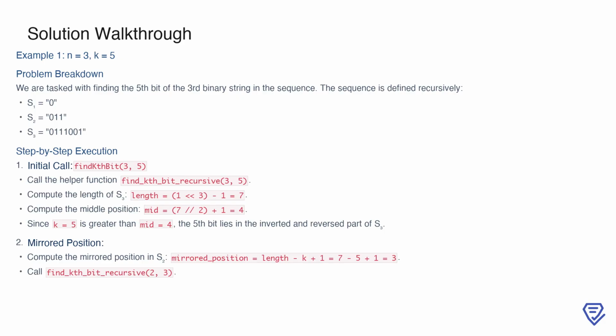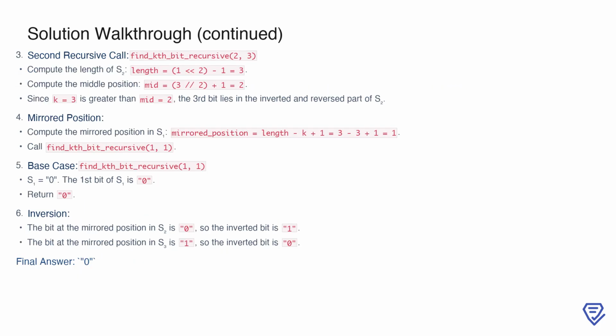To determine its value, we map it to its mirrored position in the previous string, s2, using the formula length - k + 1. This gives us a mirrored position of 3, so we now focus on finding the third bit in s2. In the second recursive call, we now need to find the third bit in s2.